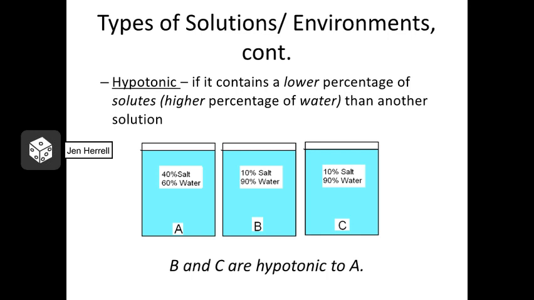Conversely, a solution that has less solute is going to be considered hypotonic. Hypo in science means below, so think about a hypodermic needle. Where does a hypodermic needle go when you get a shot? Well, it goes under the dermis, so it's hypodermic. If we compare solutions A and B to one another, solution B would be considered hypotonic because it has less salt, less solute than solution A.